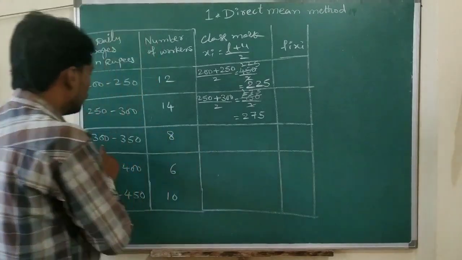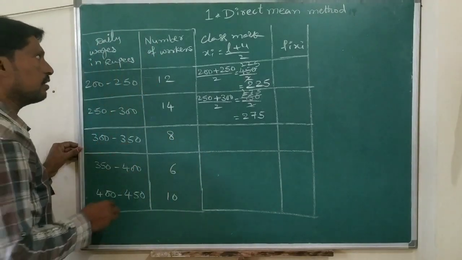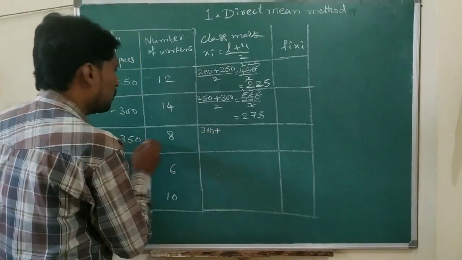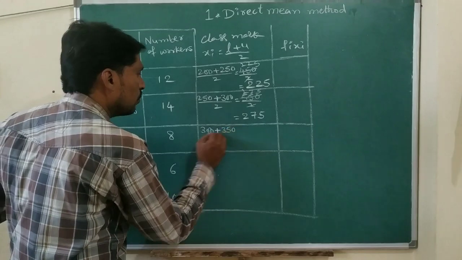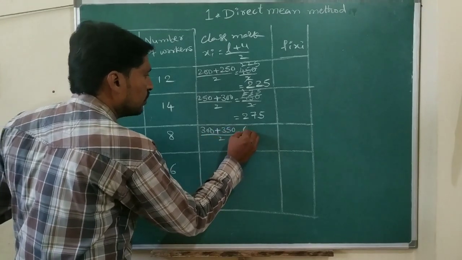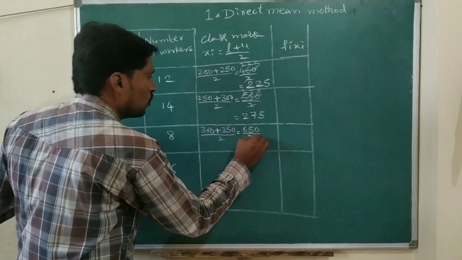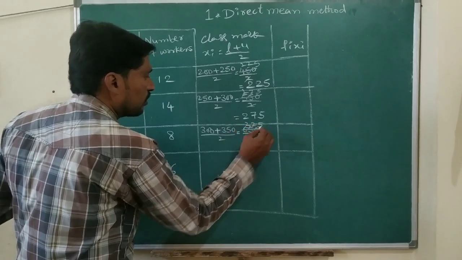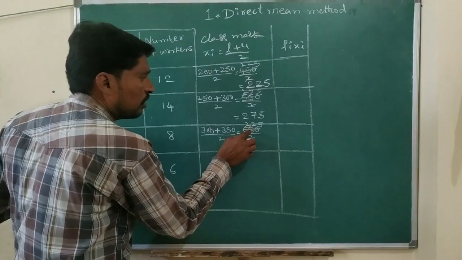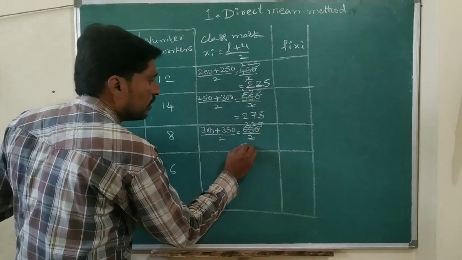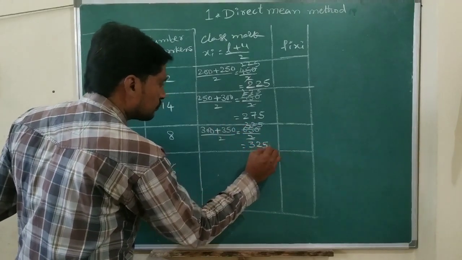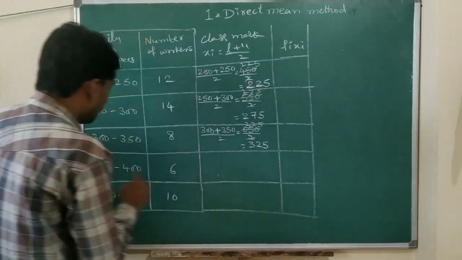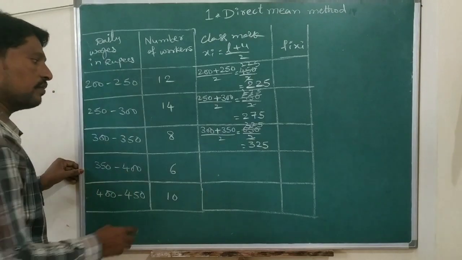Next one is the 300 to 350 class interval. Lower limit is 300 plus upper limit is 350 by 2. 300 plus 350 is 650 by 2, which means 325. Next class is the 350 to 400 class interval.